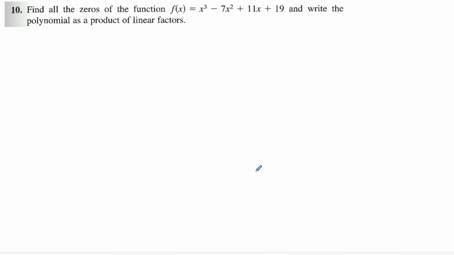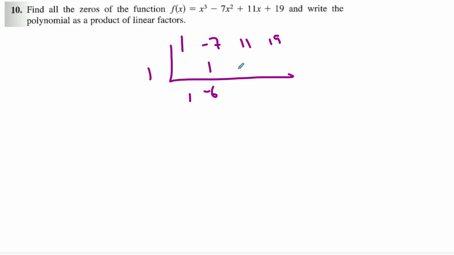Or you could take a look at the graph. I'm going to go the wild stab route, 19 and 1, right? So I'm going to go with plus or minus 1. So we'll try 1, so -7, 11, 19. Let's try dividing that by 1 and see what happens. 1 times 1 is 1, so that's -6. So that's -6, and that's 5. And that does not work out because it's not going to cancel, so it's not a 0.